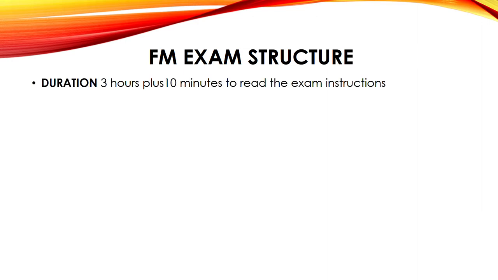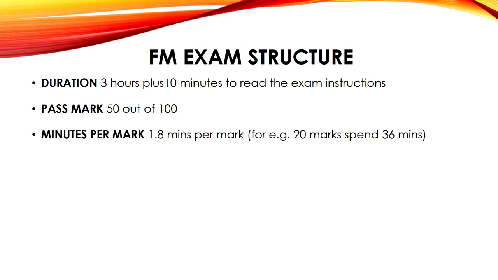Now what is the FM exam structure? Duration. The FM exam is for 3 hours, but since it is a CB platform, you will get 10 minutes to read the exam instructions. Next, the pass mark is 50 out of 100, so it's 50% for all ACCA papers. Minutes per mark. It is very important that you know exactly how many minutes you have to spend per mark. It's 1.8 minutes per mark.